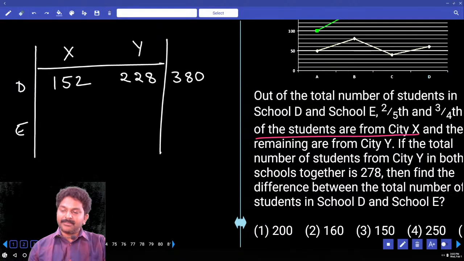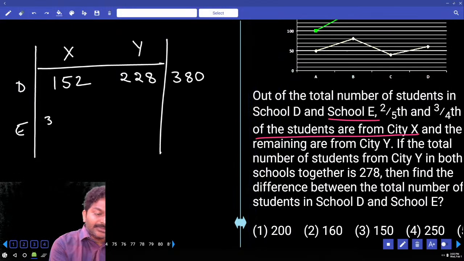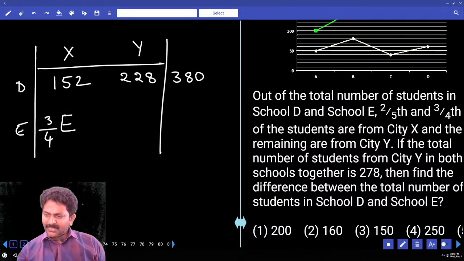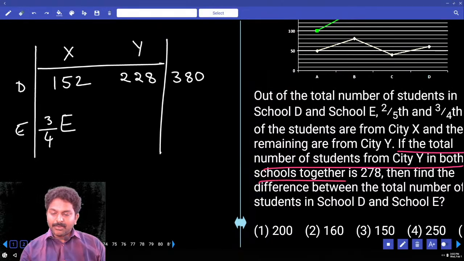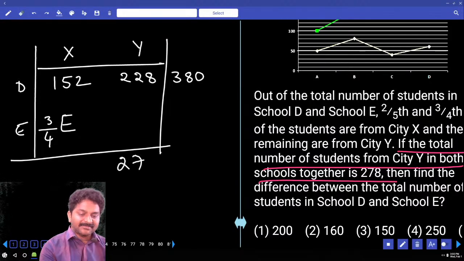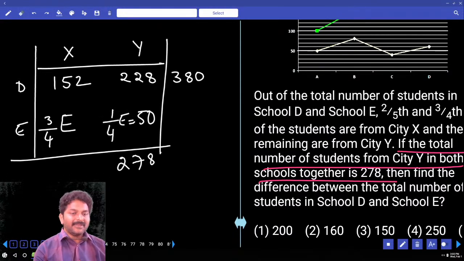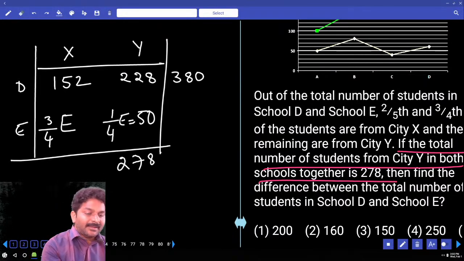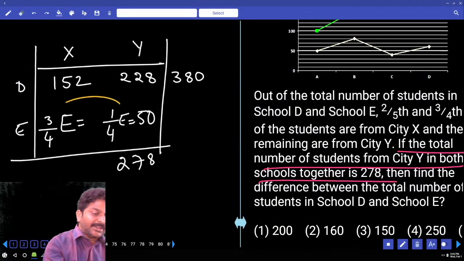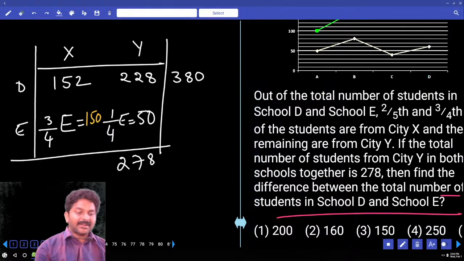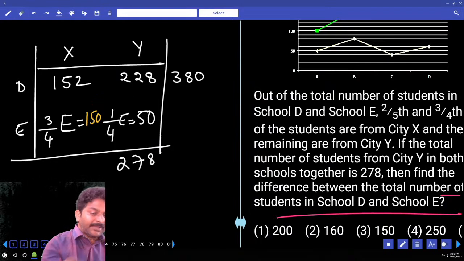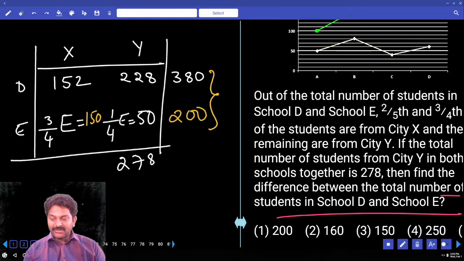3/4 of the students are from city X in school E. 3/4 of the total number of students in E are from city X. If the total number of students from city Y in both schools together is 278, here we made a mistake. So how much is here? 50. So this 50, if 3/4 of E are in X, then 1/4 of E will be in Y, which is equal to 50. Then 3/4 of E must be equal to 3 times this number. So taking 3 times 50, that is 150. Total students in school E is 150 plus 50, that is 200. We were asked to calculate the difference: 180, fifth option.